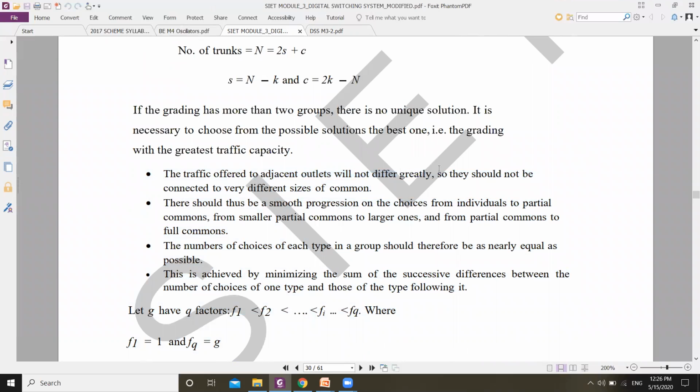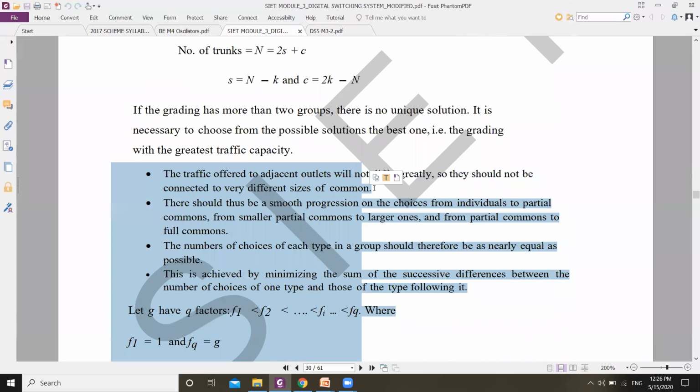What he is saying is how to do grading. Based on these parameters, the first one is the traffic offered to the adjacent outlets will not differ greatly. So they should not be connected to very different sizes of common. This should be taken care of.